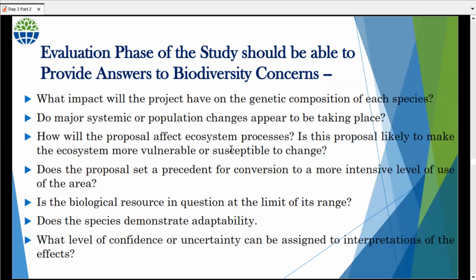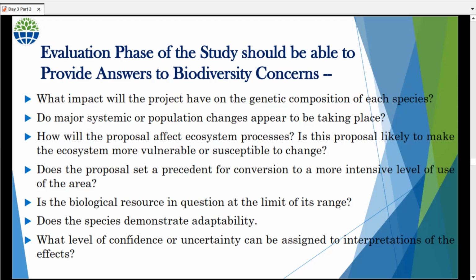Then the evaluation phase, under biodiversity, when we are going for BIA, the monitoring part, is the third and last part. What impact will the project have on the genetic composition of species? Do major systematic population changes appear to be taking place? How will the proposal affect ecosystem processes? Is the proposal likely to make the ecosystem more vulnerable?